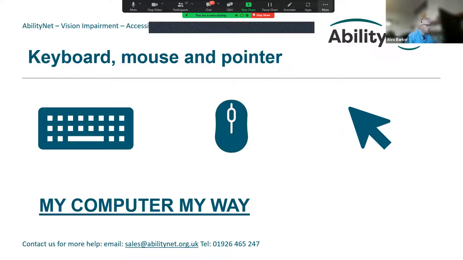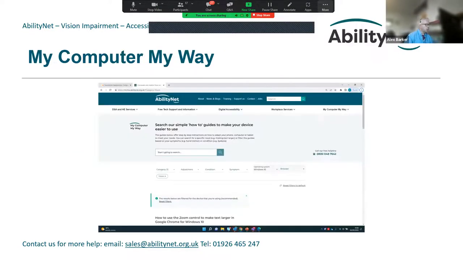If you're unsure how to access this, then please do use AbilityNet's My Computer My Way website. So, moving on to the next slide is My Computer My Way. Basically, what My Computer My Way does is help you make small changes to the computer or device that you're using to give you big wins.